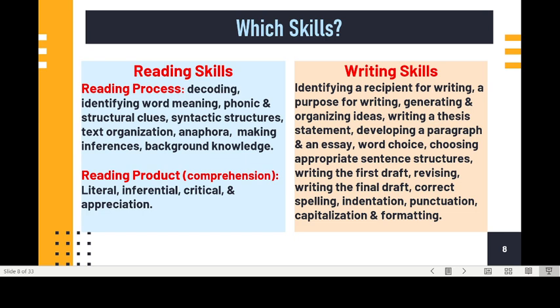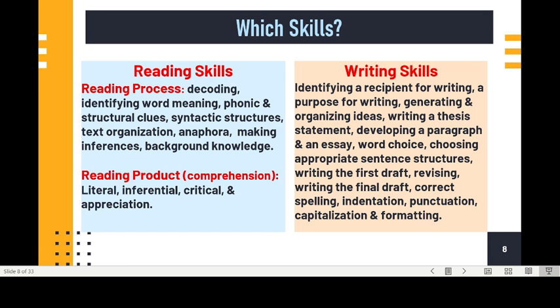Now, the second reading skill is the reading product. By reading product is comprehension. When we do things in our mind while we are reading, and then we finish, when we finish, we understand. We call that comprehension. So, there are 4 levels of comprehension: literal comprehension, inferential, critical, and appreciation.